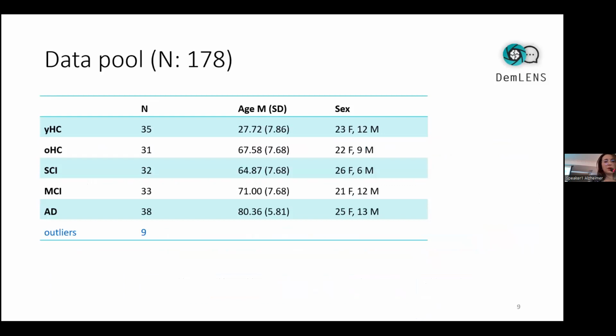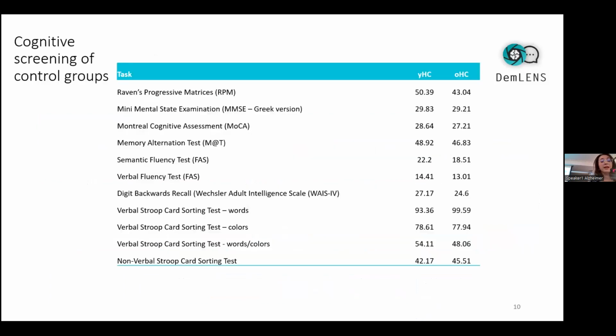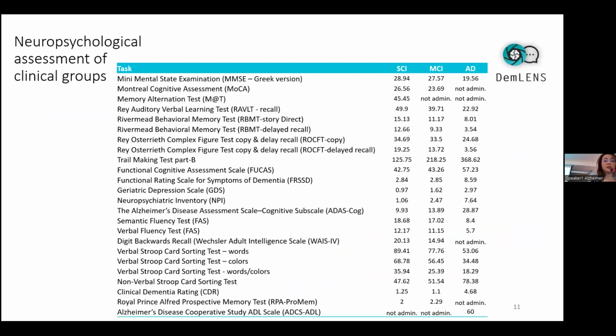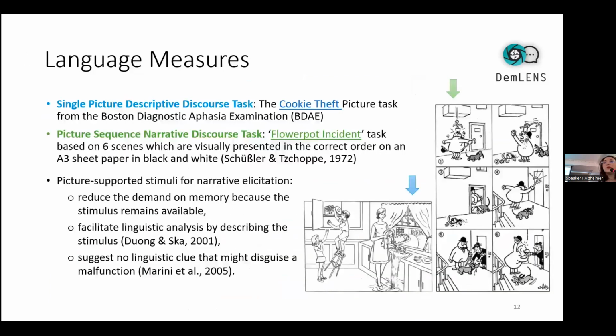This is an overview of the distribution of participants in the 5 groups, plus the 9 outliers that were excluded for a number of reasons, either technically related or because something in their clinical profile would not satisfy the inclusion criteria of the study. Here is the detailed cognitive screening for controls, and here is the neuropsychological assessment of the clinical groups. But let's move on to the language measures.